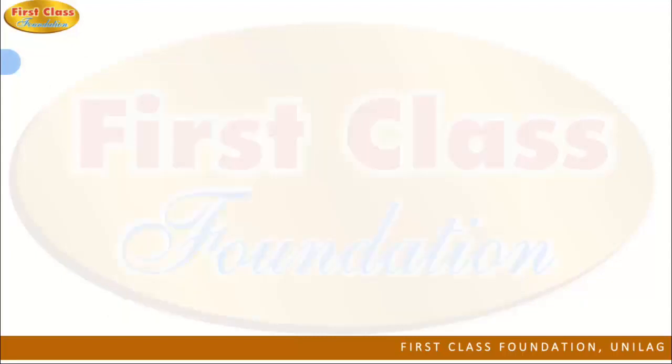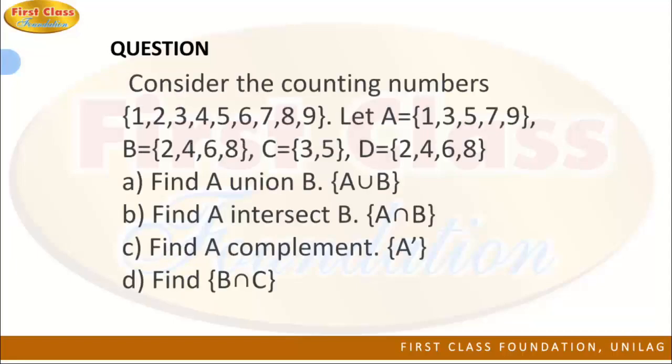Now let's just read this question, because I've talked about union, I've talked about the intersect, and talked about complement and the rest. Okay, now consider the counting numbers 1, 2, 3, 4, 5, 6, 7, 8, and 9. So let A equal 1, 3, 5, 7, and 9. B equals 2, 4, 6, and 8. C equals 3 and 5. D equals 2, 4, 6, and 8. Now, the first question is, find A union B.